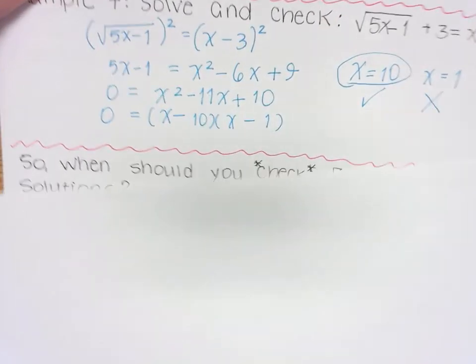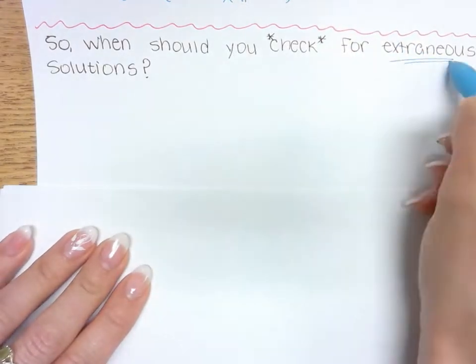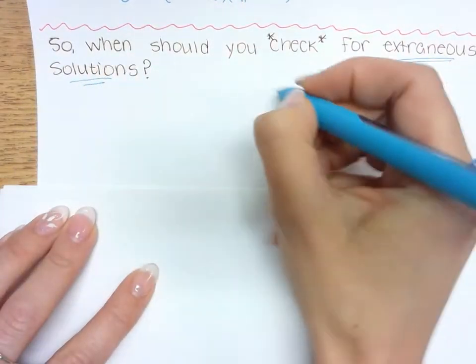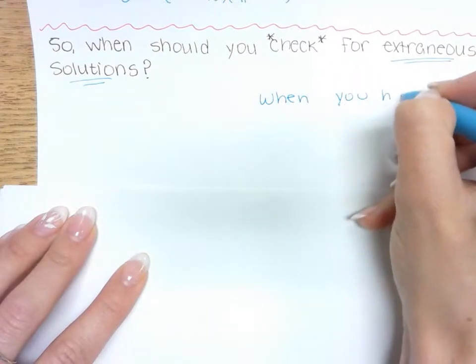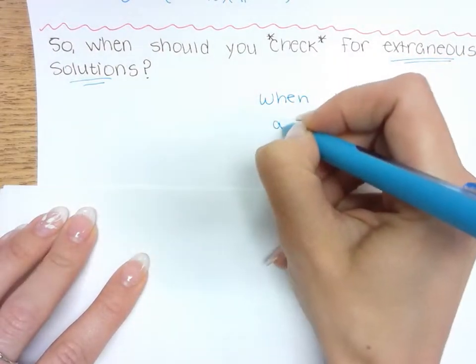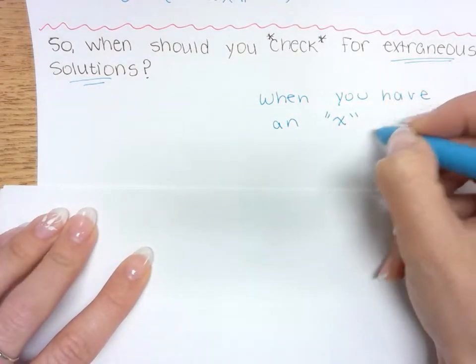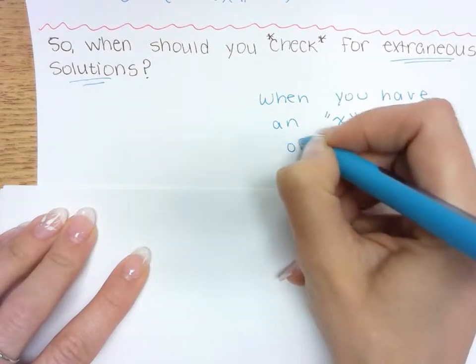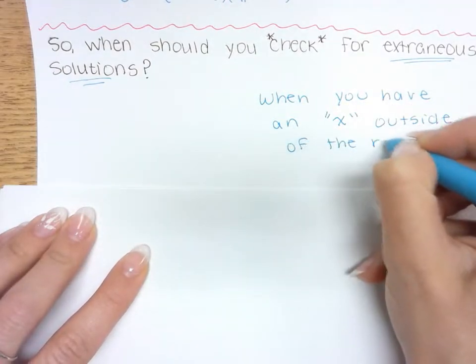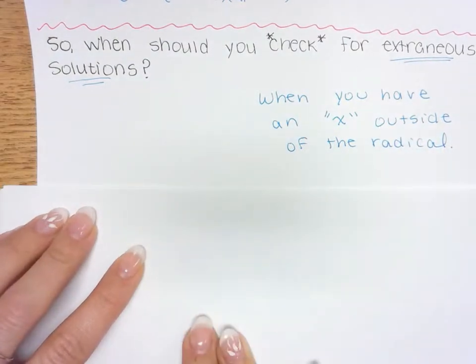Alright? So when should you check for extraneous solutions? Basically, when you have an x, or any other variable for that matter, outside of the radical. That's a good rule of thumb. When you have an x outside of the radical.